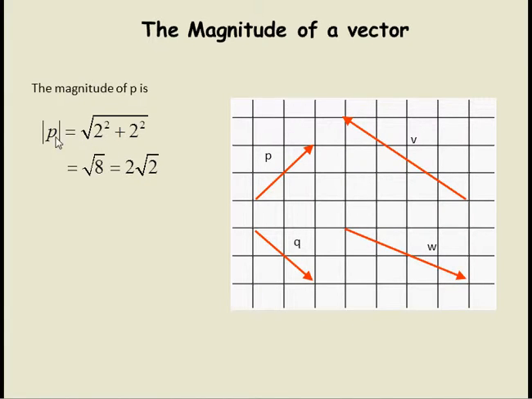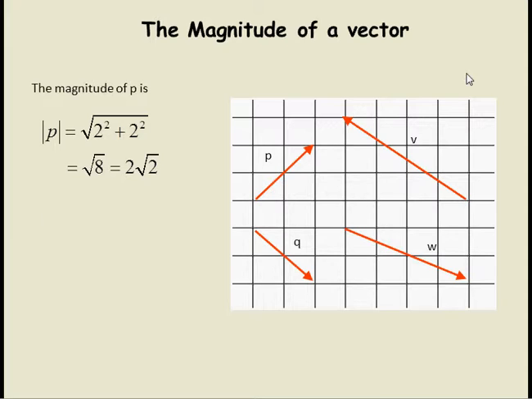See a couple of things here, vector P, and we use these modulus signs, these absolute value signs, to signify the magnitude or the length of the vector. Okay, I'm going to give you a second to see if you can work out the magnitudes of Q, V, and W. See if you can do it. Pause the video.